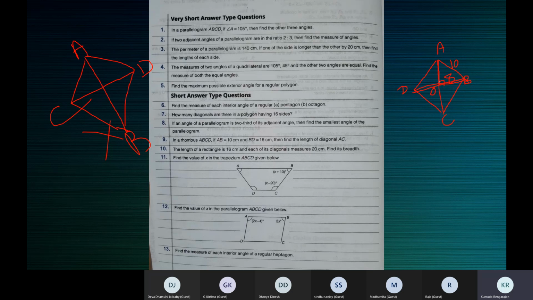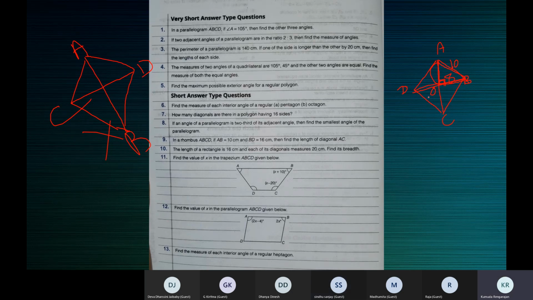Because I'm going to take up the right triangle AOB. I don't need the length of BD. I want only half of it, BO. So if BD is 16, BO is 8 centimeters, because the diagonals of a rhombus bisect each other at right angles. So we have a right angle also here. So in right triangle AOB, by applying Pythagoras theorem, you should find AO. Is it understood?